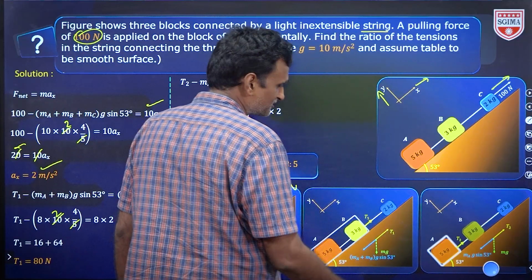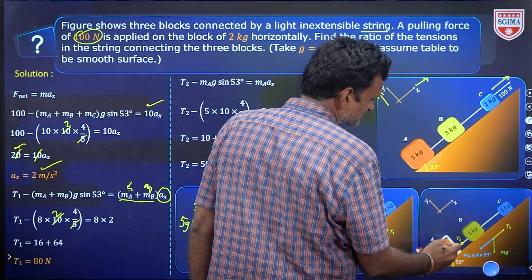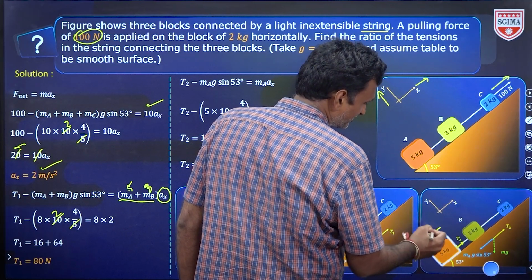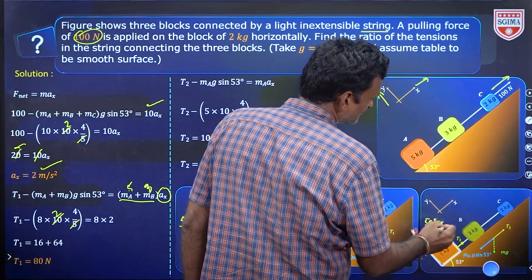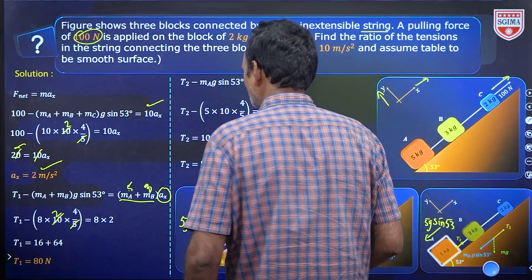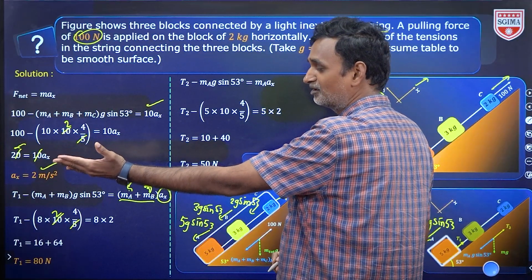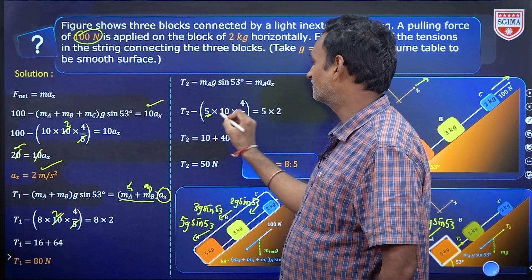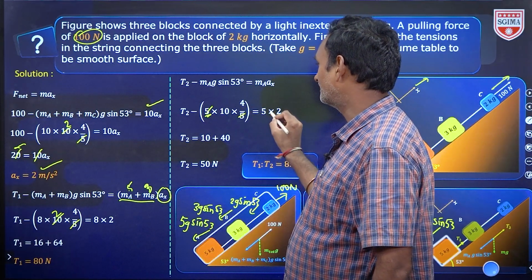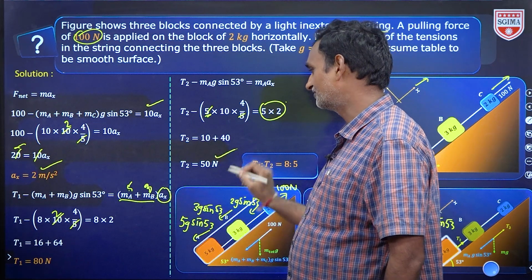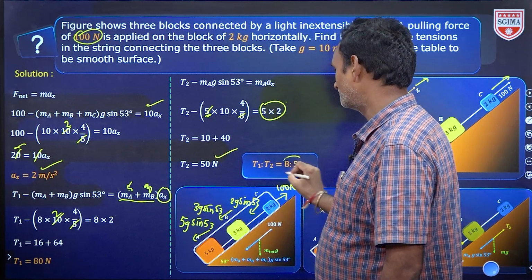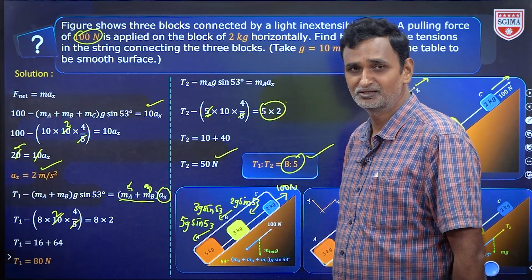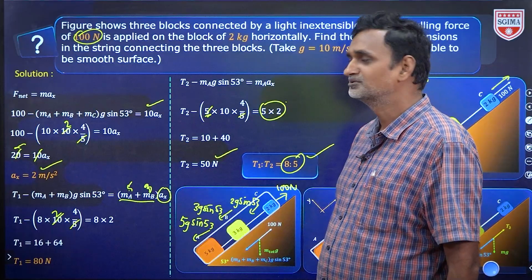And later on, the last block, 5 kg, as a system, and upward T2 will be active from this point, and the downward force acting here is 5g sine 53. So you can check T2 upward minus downward force mg sine 53 equals ma. So the mass of the block is 5, here 5 cancels, this is 40, and here 5 2s are 10, so 40 plus 10 is 50. And if you take T1 is to T2, it is 8 is to 5, because they asked for the ratio of tensions only. Okay? This is the way we can solve simply.